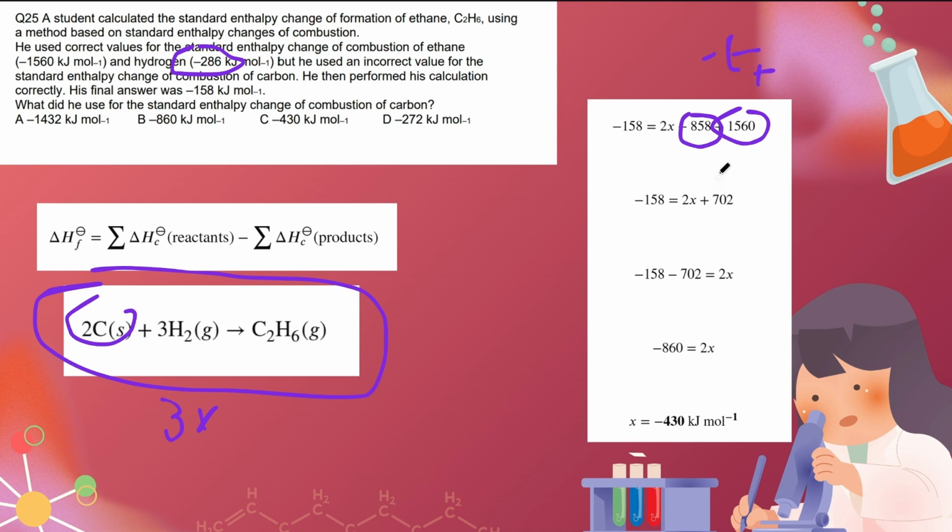And then we just put the position into there, so we can get the result for the 2x, which is here: minus 158 minus 702 equals 2x. We can see the x turns to here. This is how to find it. Just divide it by 2, and then the answer is C.